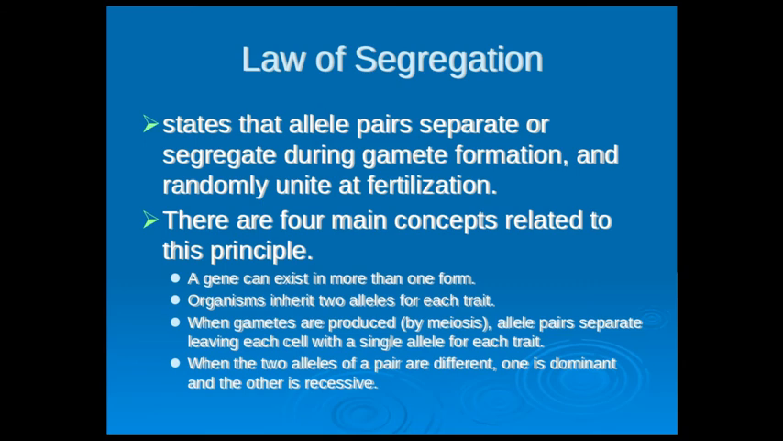So again, the law of segregation: all allele pairs separate during gamete formation, and they randomly unite when they come back together to fertilize, all right? And there are four main concepts related to this principle. So a gene can exist in more than one form. So you can have the tongue roller versus non-tongue roller. Organisms inherit two alleles for each trait. You get one from mother and one from father. Plants get one from one plant and one from the other. When gametes are produced in meiosis, the allele pairs separate, leaving each cell with only a single allele. Remember, half the chromosomes. When the two alleles of a pair are different, one is dominant and one is recessive.